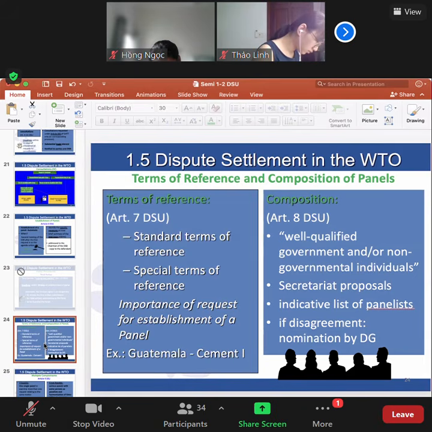Now here there are two main things that I wish to share. The first thing is the terms of reference of the panel, which has been mentioned in Article 7. Well, normally, what exactly are the terms of reference?